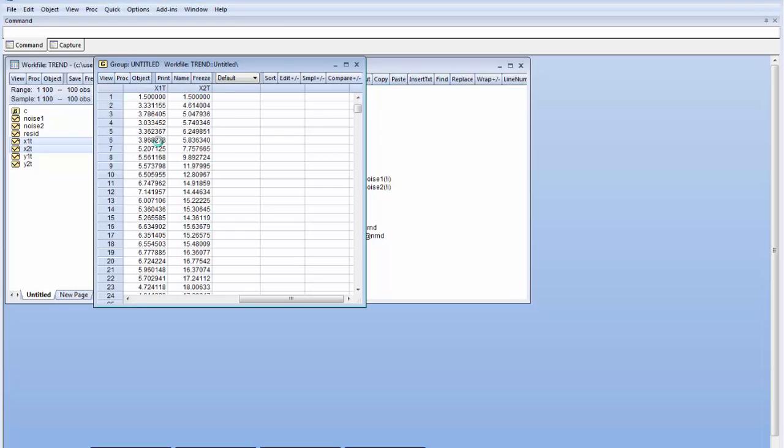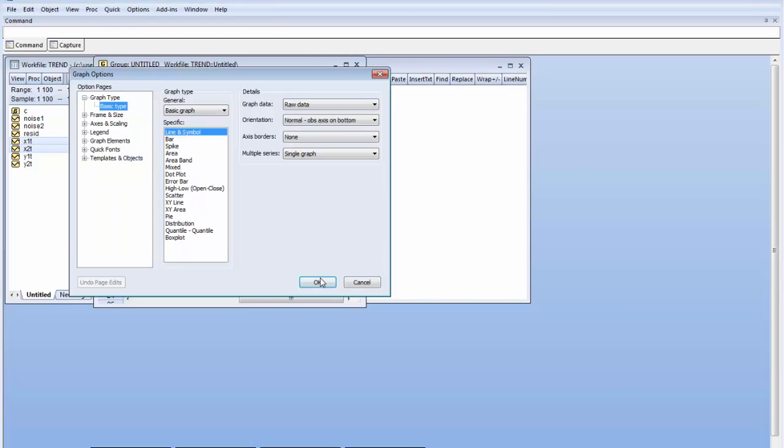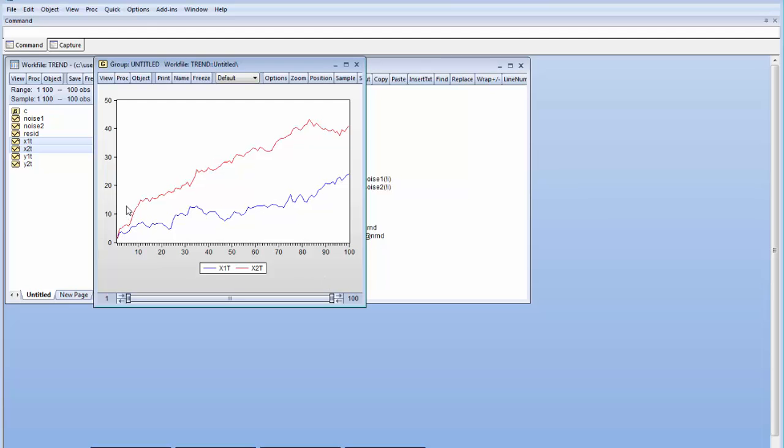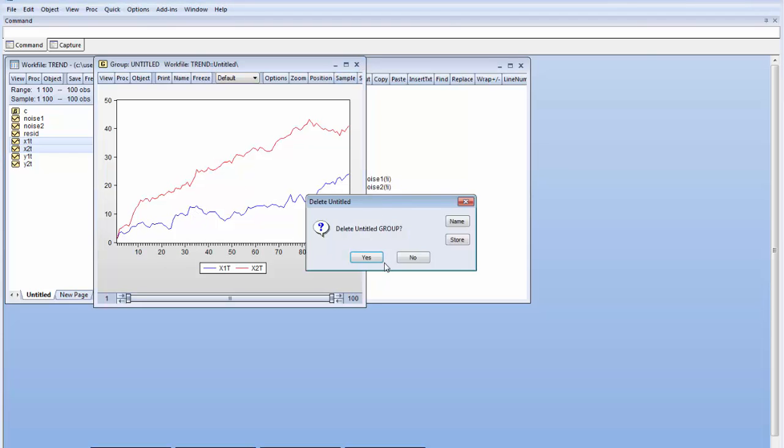And the graph. Again, these actually look more like trend stationary, but they aren't actually. You see, there's a break in the trend: there's one trend, and there's another one at a higher trend. So let's leave them for now.